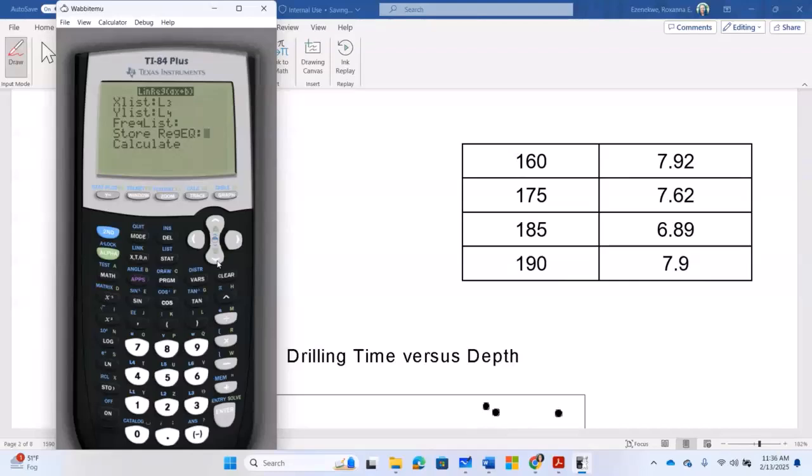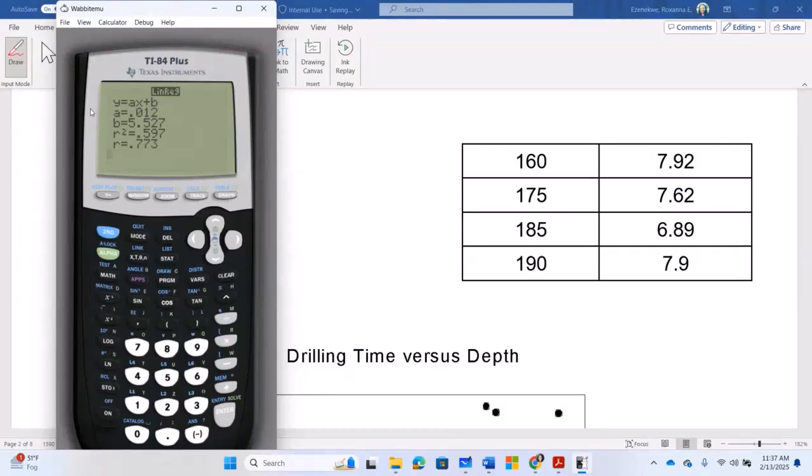My calculator is asking me, do you want to store your regression equation? Yes. Watch me again: this is how to tell my calculator to store the equation in Y1. VARS, Y-VARS, Function, Y1. Then I'll calculate. All right, so everything I need is here.